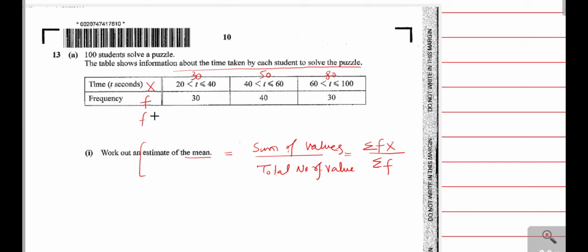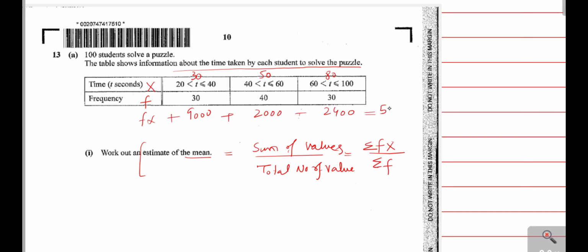Now fx will be f into x. This is 30 into 30 is 900. 50 into 40 is 2000. 30 into 80, 2400. We will add all these values.